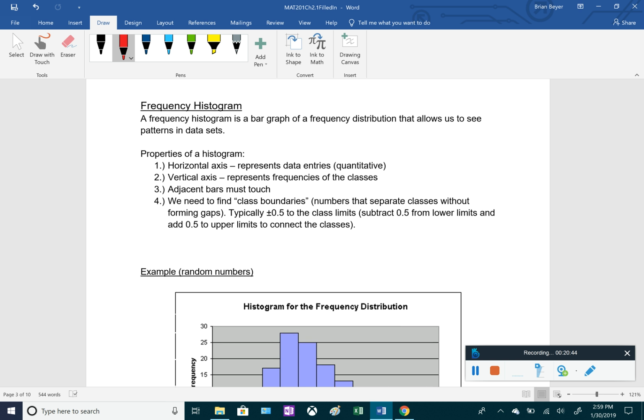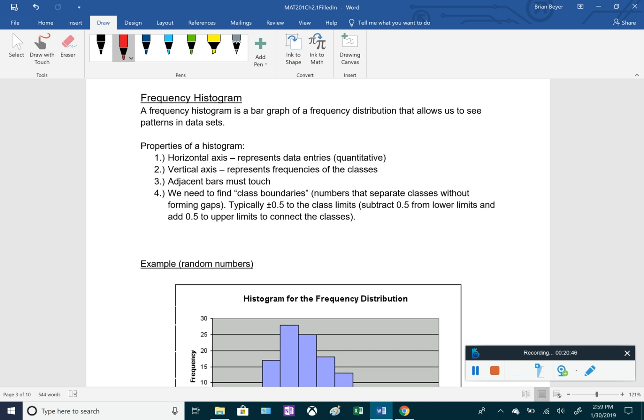Okay, now for a frequency histogram. We're going to be using that frequency distribution to help us create a frequency histogram. All a histogram is, is a bar graph using that frequency distribution. So the properties of a histogram: the horizontal axis, which we can call the x-axis if we want, represents the data entries, so it's always going to be quantitative. The vertical axis is going to be the frequencies.